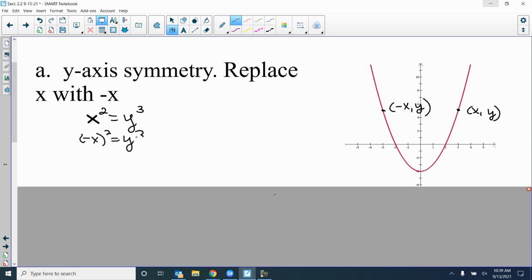You're going to simplify this, and if you get back the original equation, then it does have symmetry in the y-axis. Well, what's negative x squared equal? It's just x squared. Do we get back the original? Yes. That means it has y-axis symmetry. So once I find one point, I can find the mirror point on the other side. So this does have y-axis symmetry.